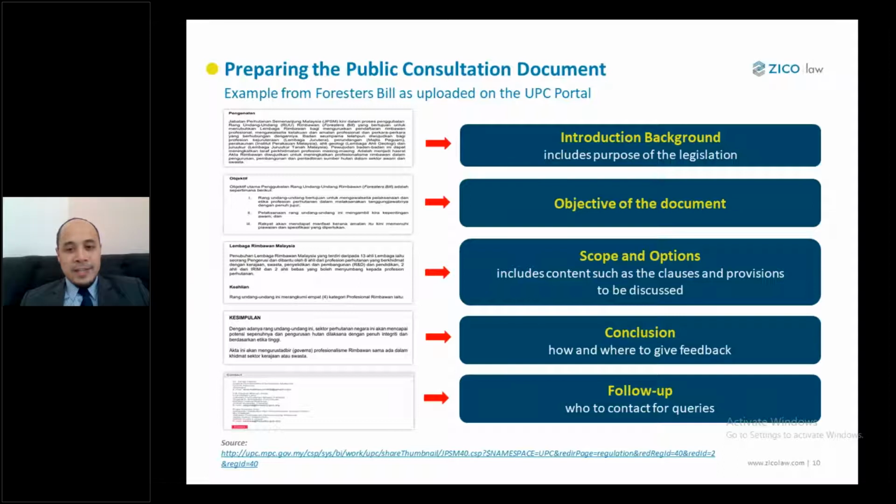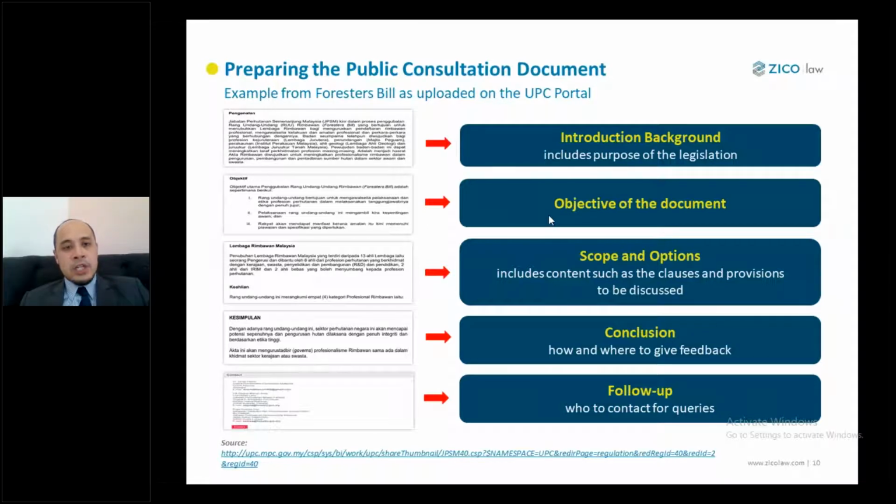Next is the objective of the legislation. What is the intended outcome in coming up with the statutory framework for these foresters? So you can see there the different objectives that they have. The third one would be the scope and the options. Since they are proposing a legal framework here, they have produced the actual provisions that they want to put in the legislation.